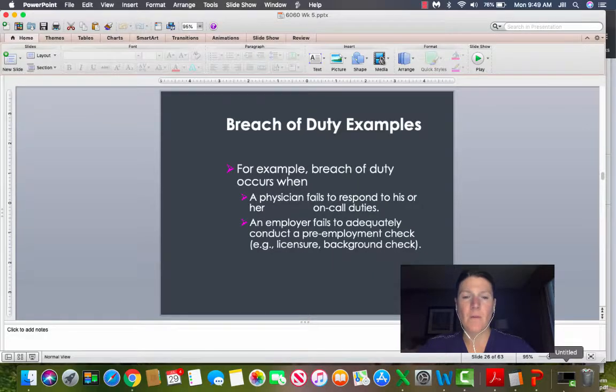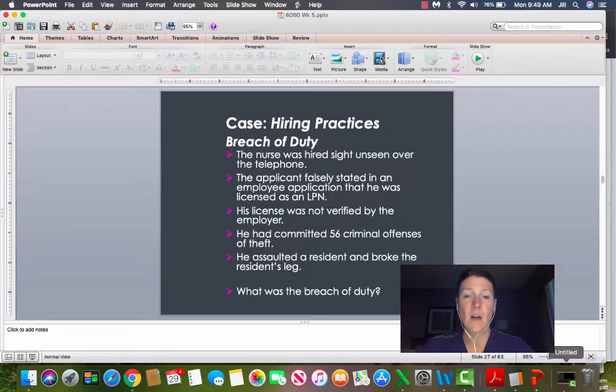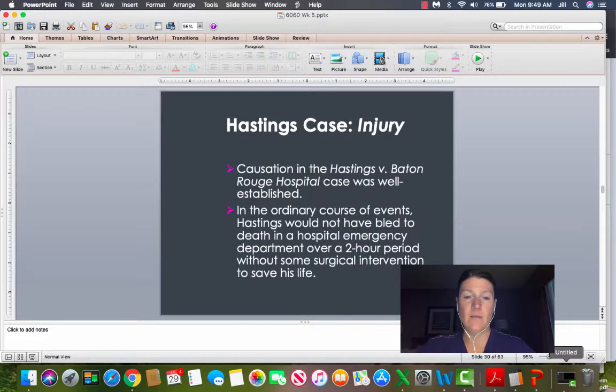I'm not going to review the Hastings case, since it's actually in the reading. But other breach of duty situations include a physician failing to respond when they're on call. A lot of times surgeons, maybe trauma surgeons, specialists like orthopods, neurosurgeons, and neurologists will be on call for the emergency department, and they're being paid for that duty. If they choose not to respond when called, that could be considered a breach of duty if there was an injury to the patient. We already talked about that.